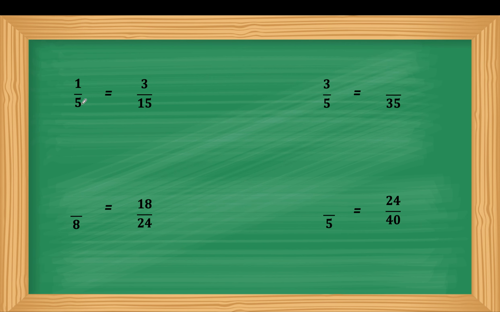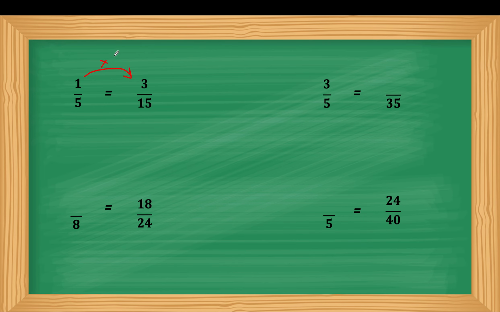Now, I have 1 over 5, which is equal to 3 over 15. I could ask myself, what did I do to the 1 to end up with 3? And remember, we're thinking of multiplication and division. Very good. So I would have to multiply 1 by 3 to get 3.